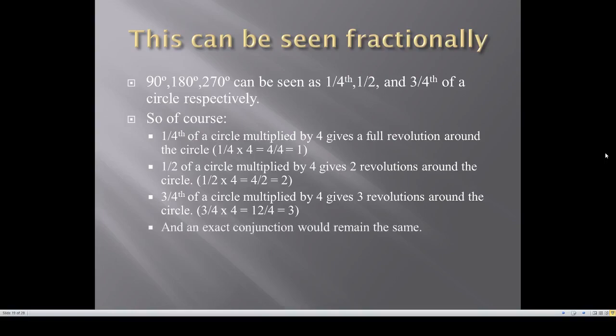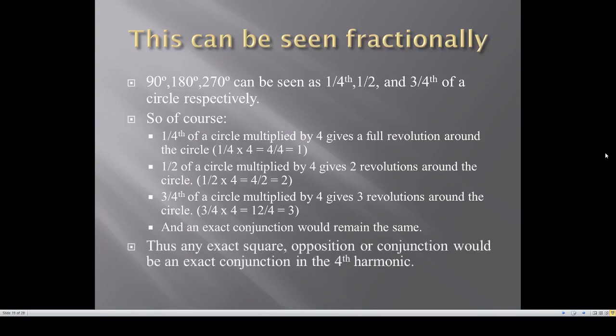And then, of course, an exact conjunction would remain the same. 0/4 times 4 is still 0. Thus, any exact square, opposition, or conjunction would be an exact conjunction in the fourth harmonic.